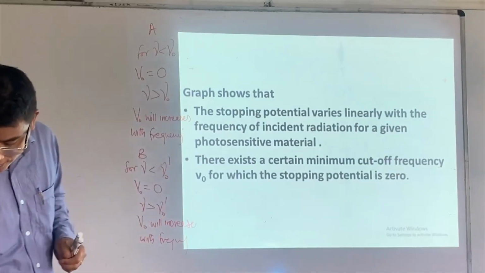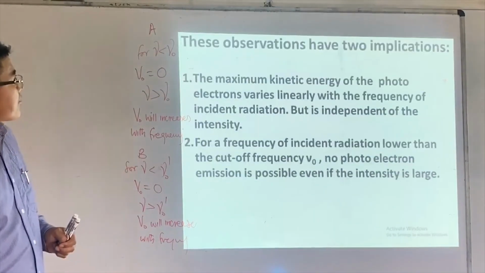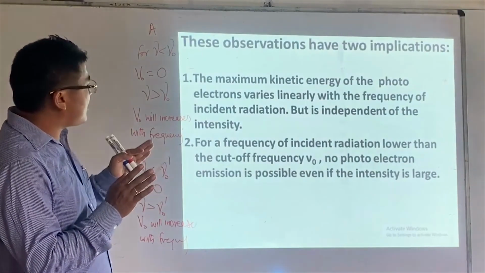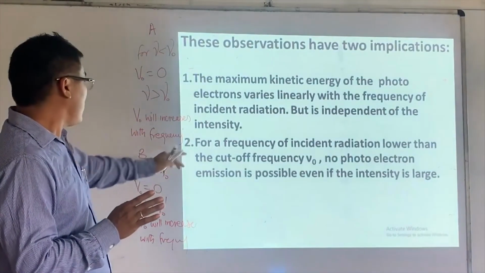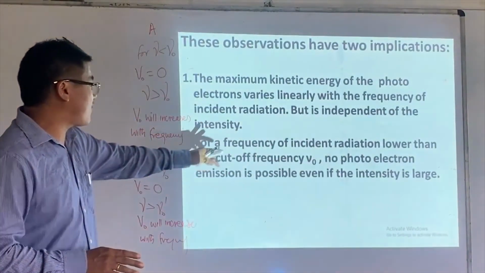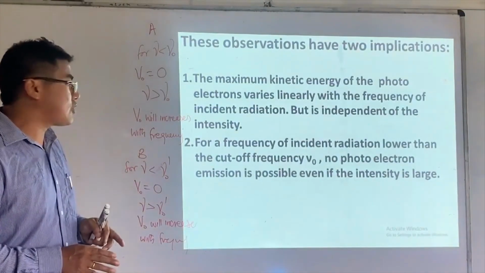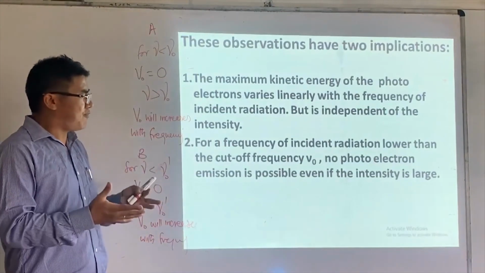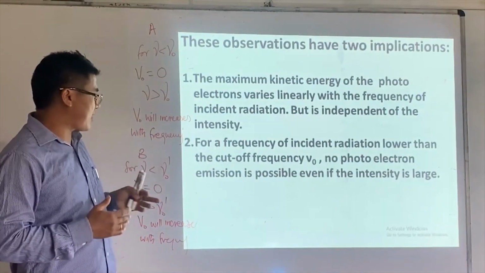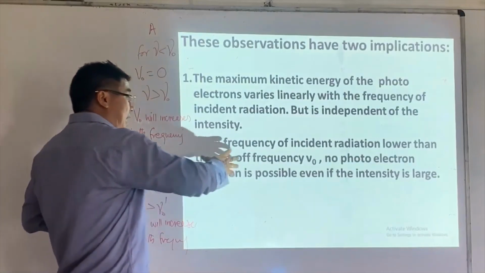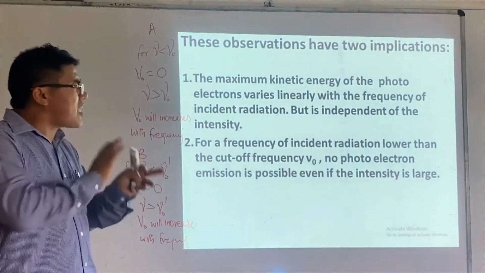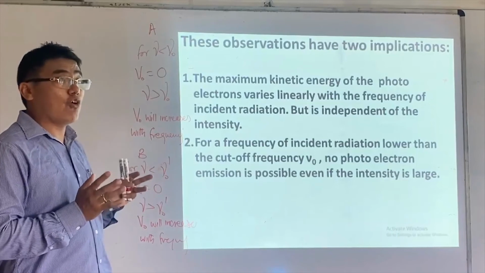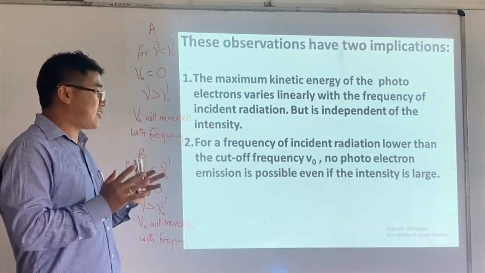So that's very, very important, right? And again, the maximum kinetic energy of photoelectrons varies linearly with the frequency of incident radiation. For a frequency of incident radiation lower than the cutoff frequency, no photoelectron emission is possible, even if the intensity of light is high. This has so much significance regarding the photoelectric effect. So that means energy is not at all defined by intensity. Energy is entirely defined by frequency of light. That's the particle nature of light, right?